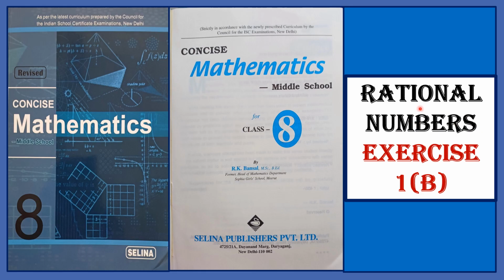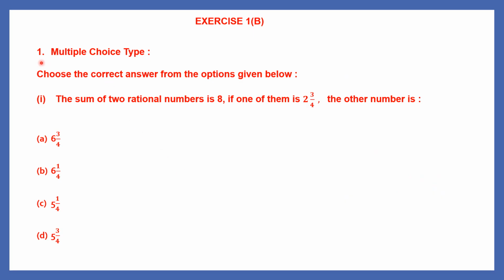Today we are doing rational numbers exercise 1B. Now in the new book we have a multiple choice question. So this is question 1. Choose the correct answer from the options given below. So let's begin with question 1.